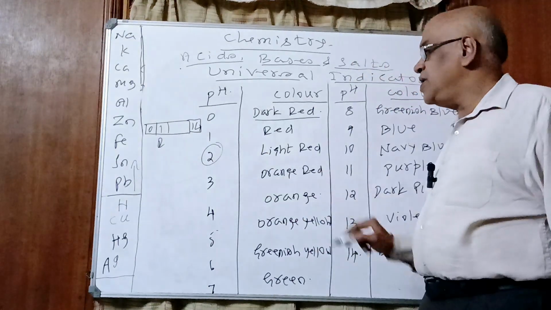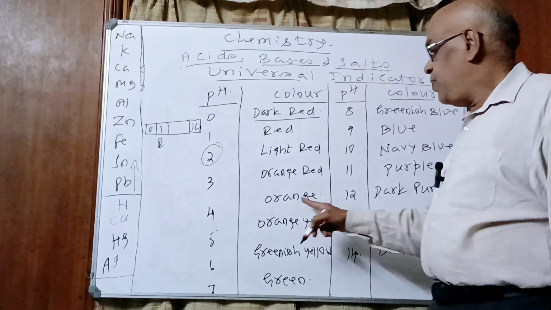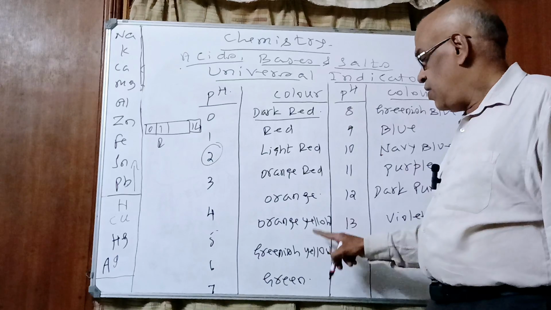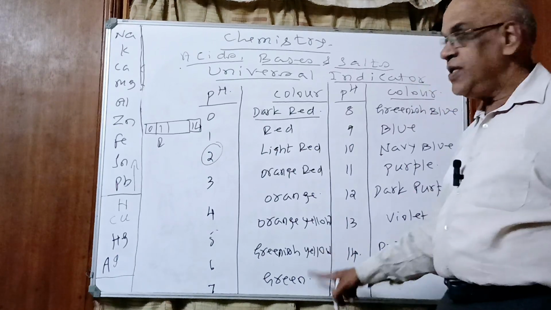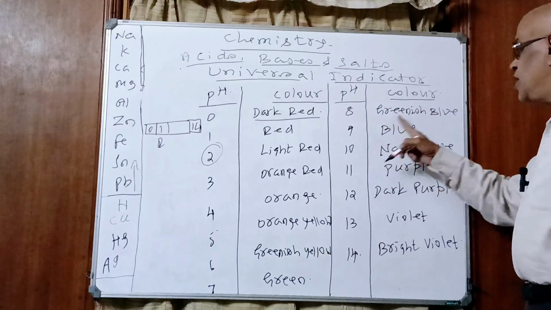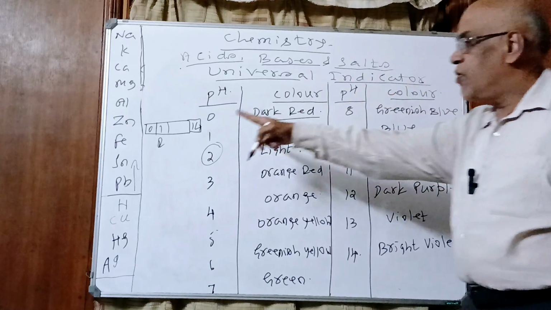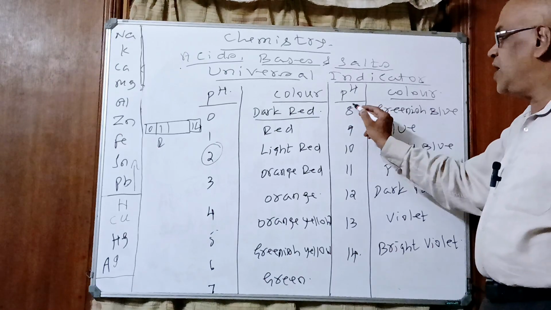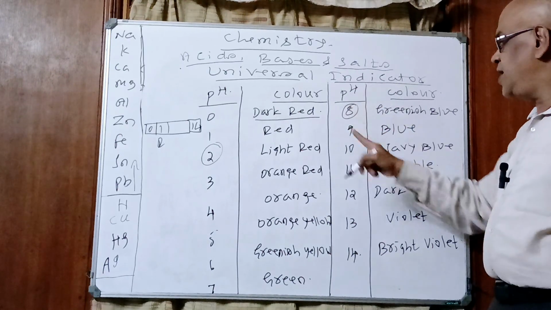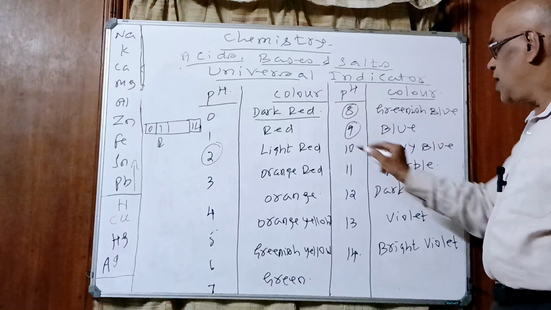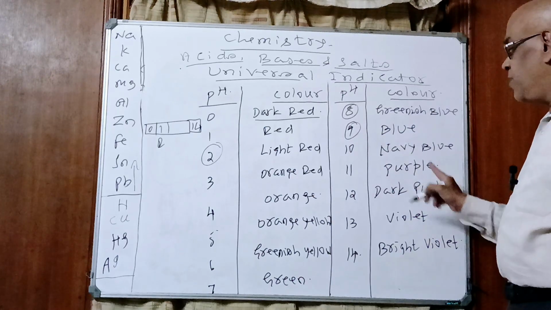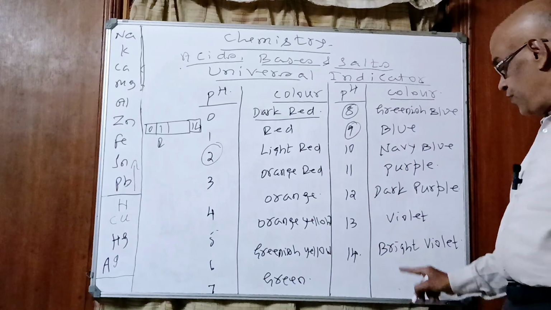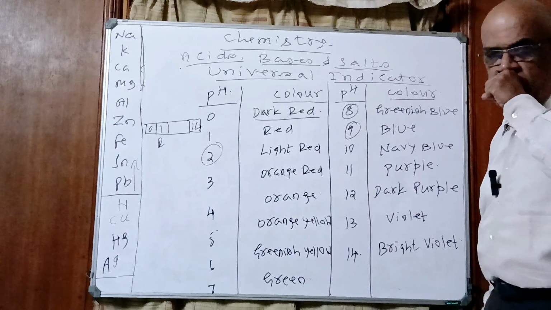Similarly, for orange red, pH will be 3; for orange, pH will be 4; for orange yellow, 5; greenish yellow, 6; green, 7. At a pH, if the solution is greenish yellow, bring it near the pH chart color. It matches the color with the number 8. Then we say the pH value is 8. Similarly, for blue 9, then navy blue 10, purple 11, dark purple 12, violet 13, bright violet 14.